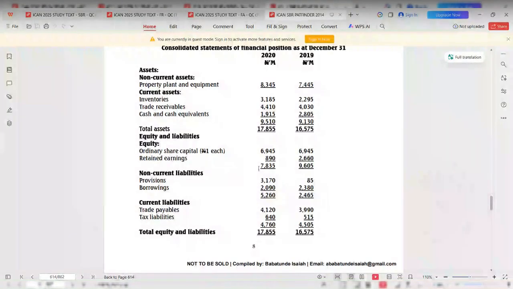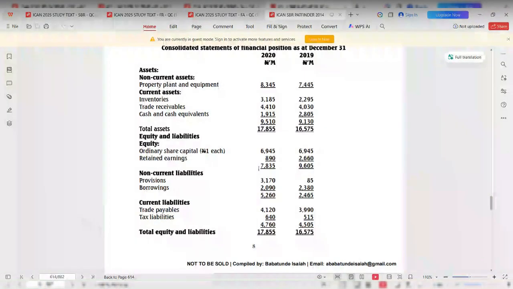Whenever you come across a question and they did not separate between the current asset, the non-current asset, even your equity, and you want to get your capital employed, just try to look for the total liability, then subtract it from the total asset. You should be able to get your capital employed.